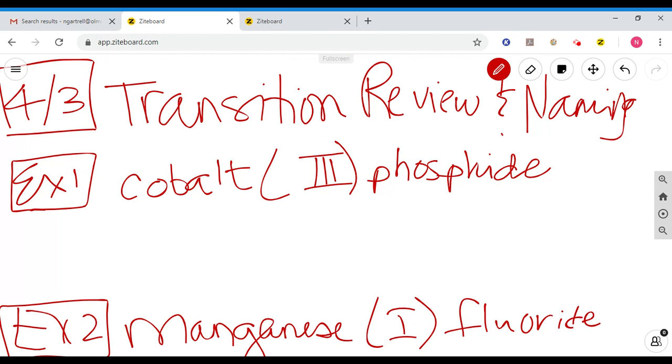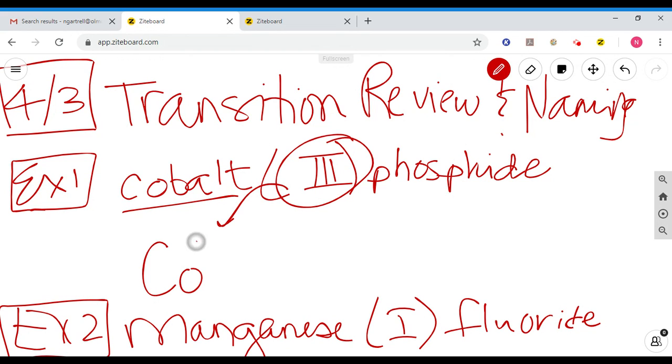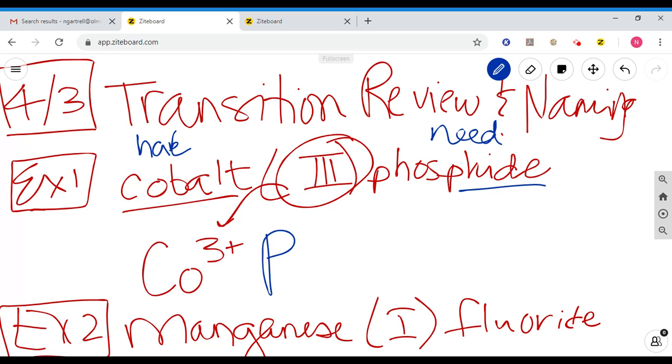The first one we have is cobalt 3 phosphide. So cobalt is Co. And how do we indicate the charge? We look at the Roman numeral. So that's Roman numeral 3. Remember, this side is written as what does it have? And this side is written as what does it need? Phosphide is really phosphorus. It's in group 15, it has 5, it needs 3. So we cancel those out. We get CoP.